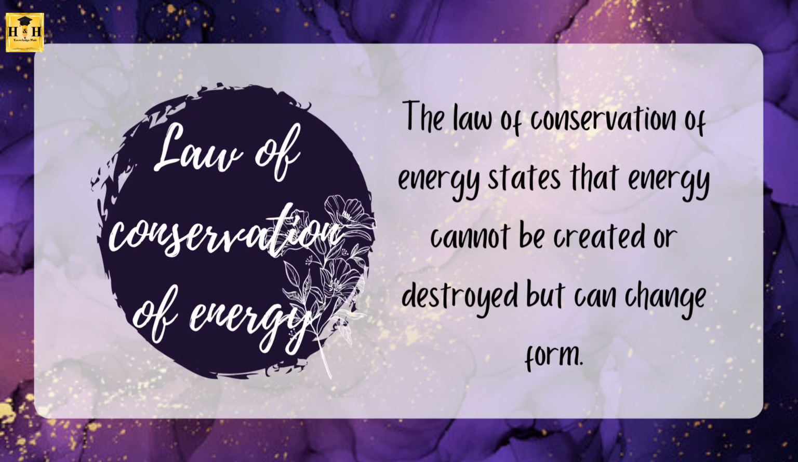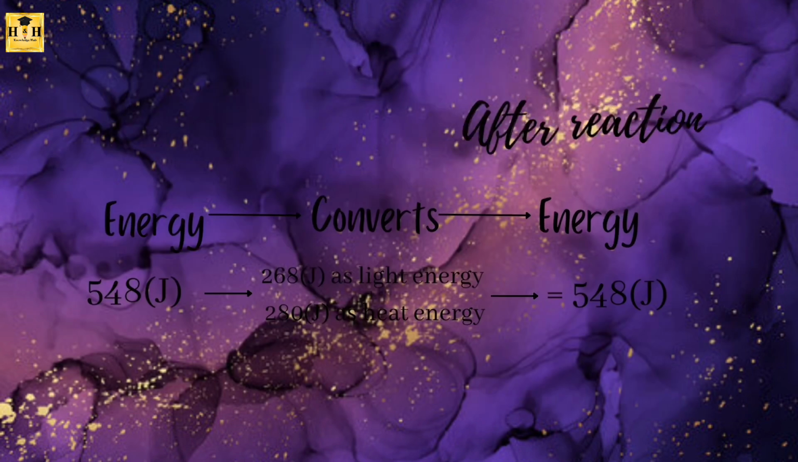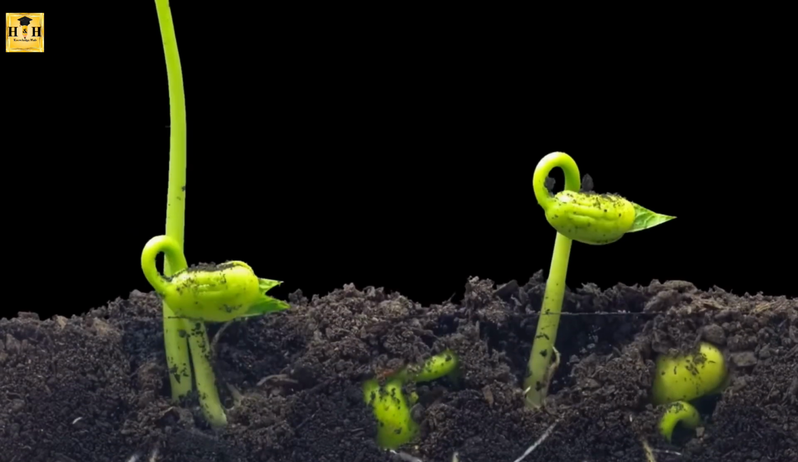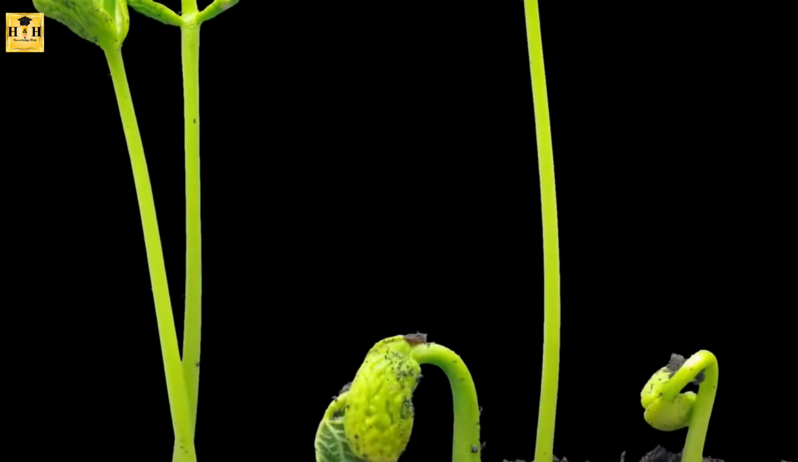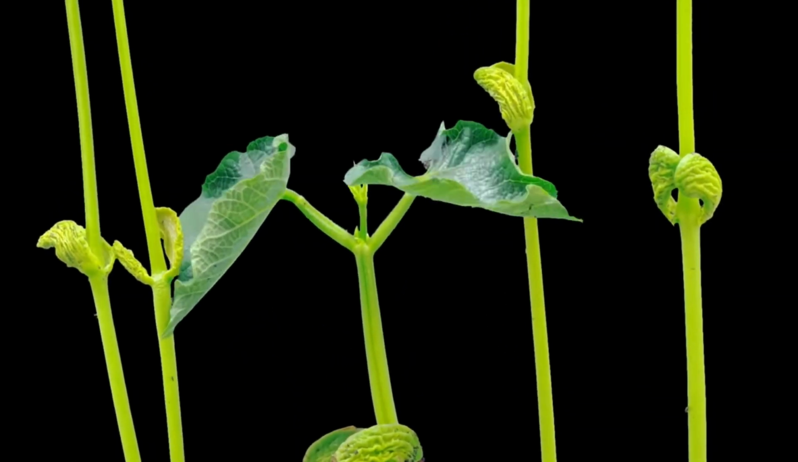The law of conservation of energy states that energy cannot be created or destroyed. However, energy could change form. The total amount of energy does not change in an endothermic or an exothermic reaction. For example, light energy from the sun changes into energy stored in chemical bonds during photosynthesis.